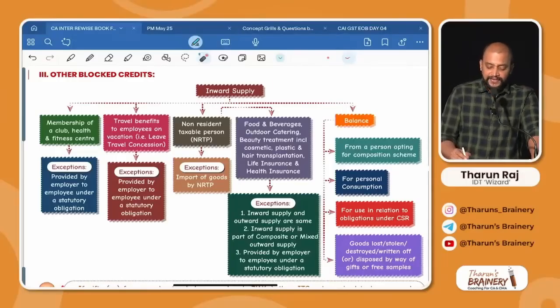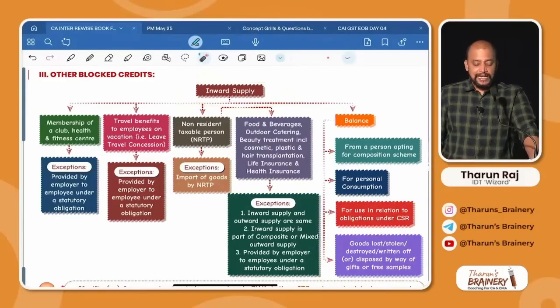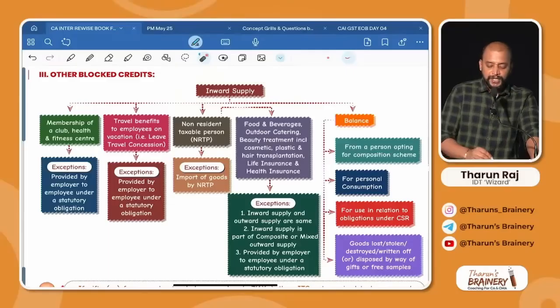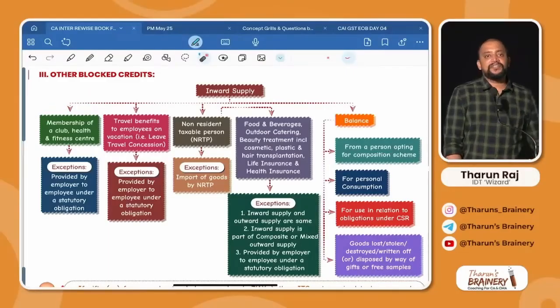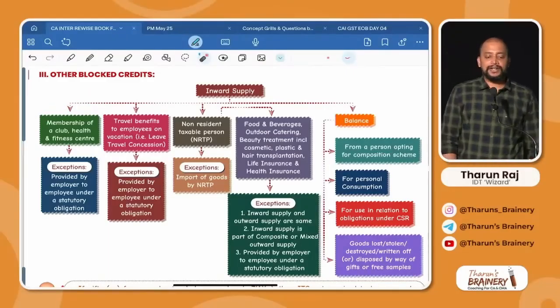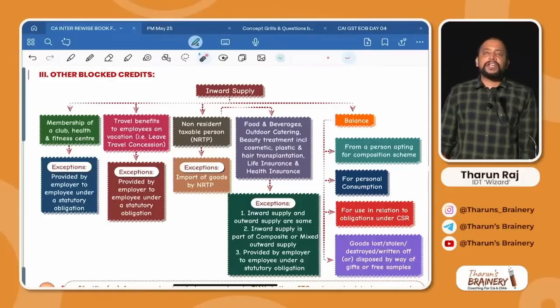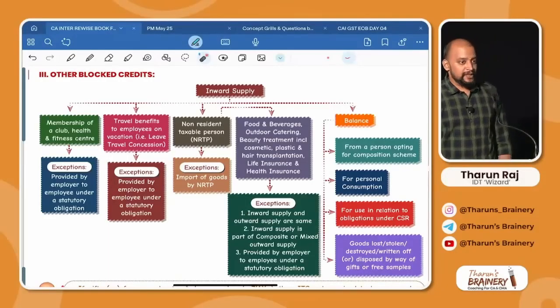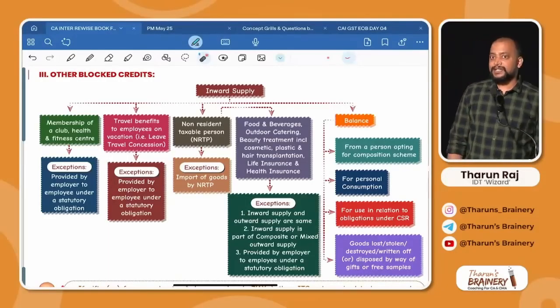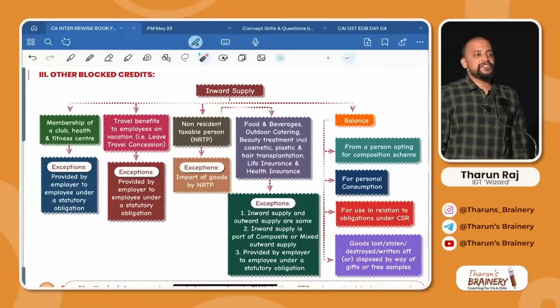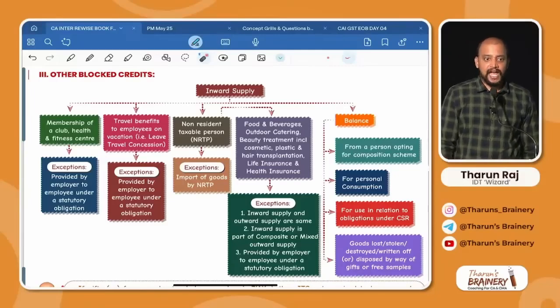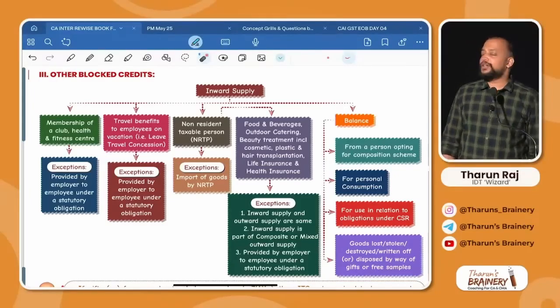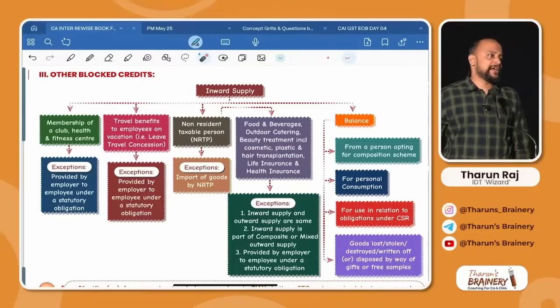Say this, we have some inward supply. That inward supply is membership of a club, health and fitness center. It's a blocked credit. Example, a lot of celebrities take gym membership and fitness center memberships. Can they take ITC on the membership fees paid? Gym membership with GST, can they take ITC on that? No. Even though it is a business expenditure, they cannot.